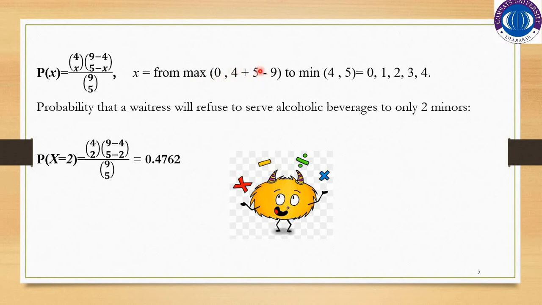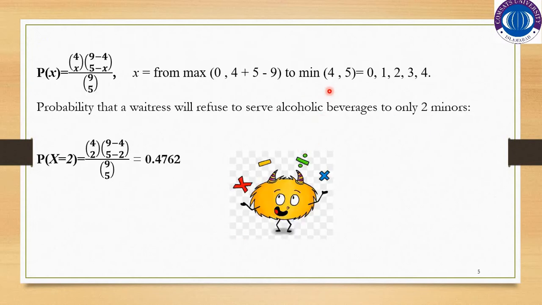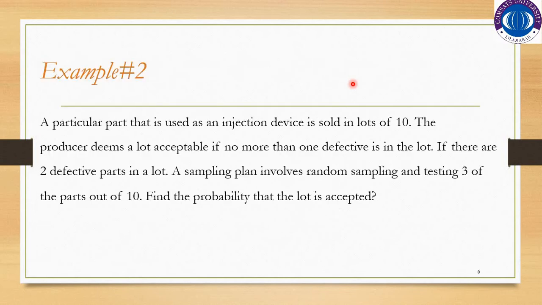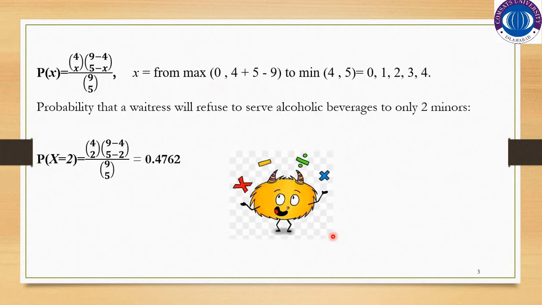This 4 is K, 5 is small n, and 9 is capital N, as you can see from here. To minimum of 4 and 5, as it is minimum of K and N. K is 4 and N is 5. So it will surely start from 0 and it will go to the minimum of this 4 or 5. Minimum value is 4. This is 4 plus 5 minus 9.